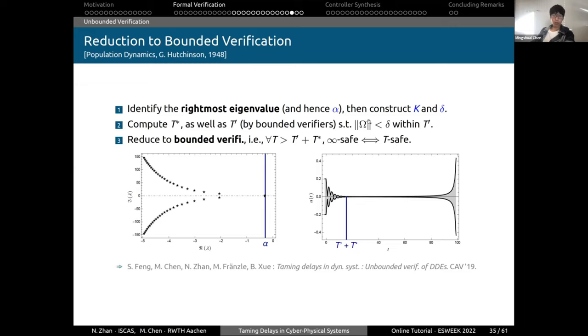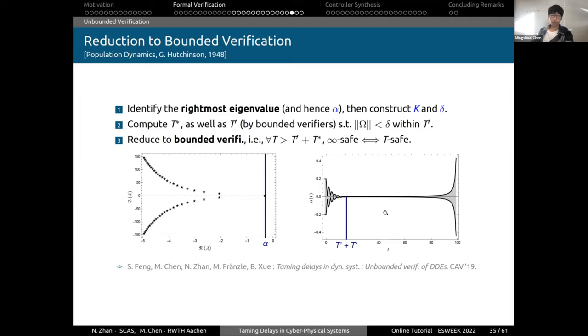What is also interesting for this specific example is that you can see this gray big tail here. This is given by some bounded verifiers for hybrid systems. It tells us the reachable sets will be bounded by this gray area. However, as you can see, this tail grows very rapidly at time around 100. And that's why we cannot use such a very coarse over approximation to do unbounded verification. But this is still nice because it provides us with some tight over approximation at the beginning, such that we can use it to compute the time instants T prime and T star.